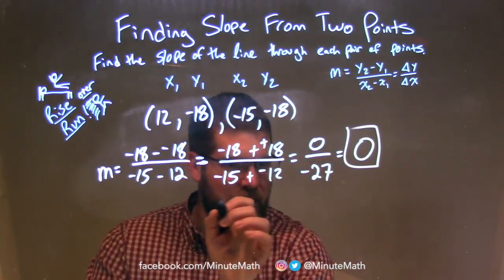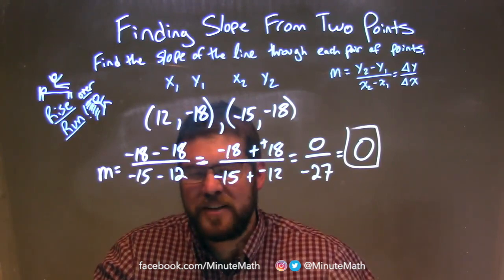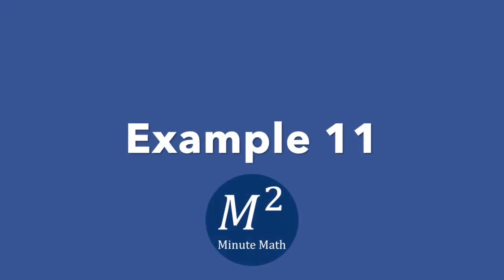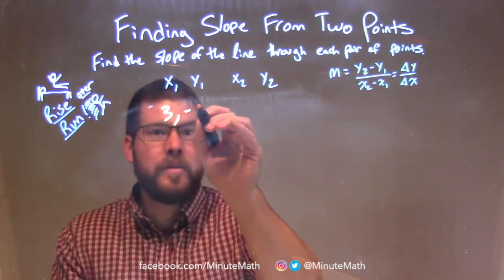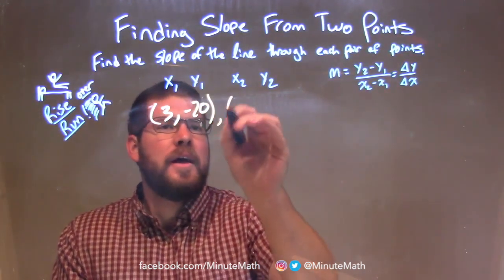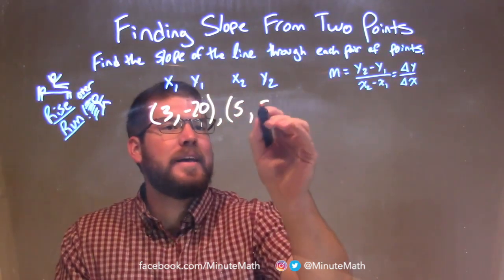It's actually like that little horizontal slope. Okay, eventually you'll be graphing them. So, favorite points here. 3, negative 20. Let's put some parentheses around that, shall I? And the second point here is 5 and 8.